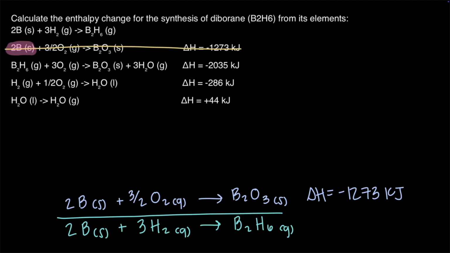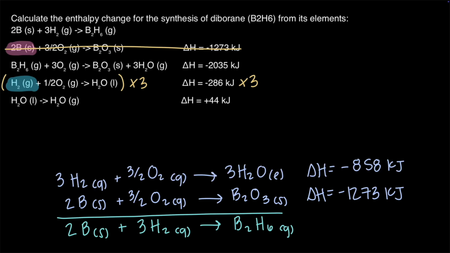The next one is H2, which is only in the third equation. In our final equation, we need 3 on the reactant side. In the given equation, we have 1 on the reactant side. To change it to 3, we can multiply the equation by 3. The new equation will be 3H2 plus 3 halves O2 forms 3H2O liquid with a new enthalpy value of negative 858 kilojoules. We'll cross that equation off too.